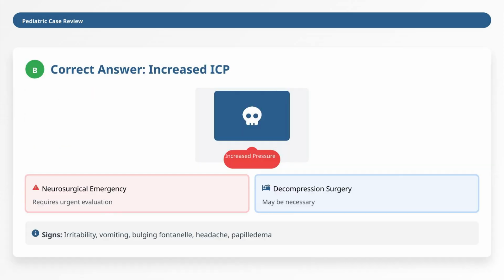The correct answer is B. These symptoms indicate increased intracranial pressure, a serious complication of craniosynostosis where the fused skull restricts normal brain growth. Clinical signs include irritability, vomiting, bulging fontanelle, papilledema, and developmental regression. This represents a neurosurgical emergency requiring urgent evaluation and possible decompression surgery. Regular monitoring with clinical assessment and fundoscopic examination is essential.